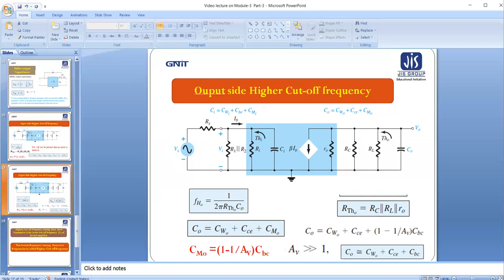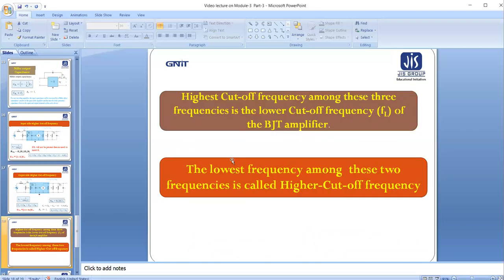So during our low frequency response, we get three different frequencies, and in the high frequency response we get two frequencies. Now the confusion arises: which frequency will be the actual lower cutoff and upper cutoff frequency? The key point for this analysis is that the highest cutoff frequency among these three different frequencies is the lower cutoff frequency of the BJT amplifier.